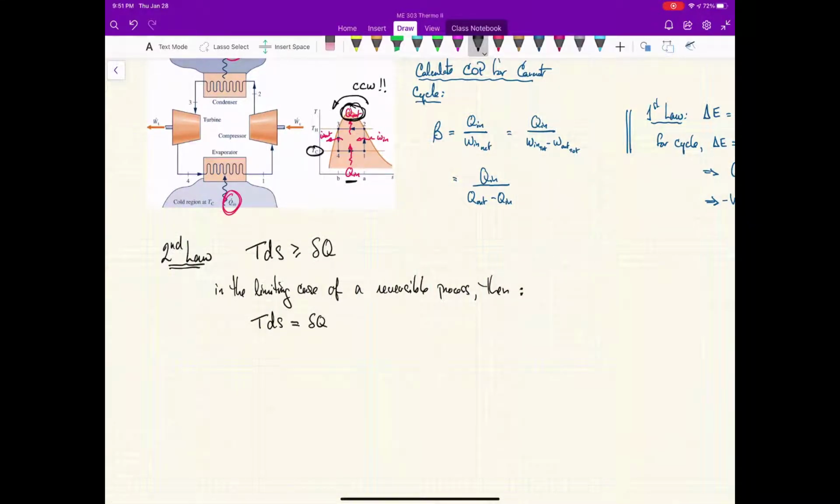So for the case of the Q in, which is the evaporator, Q in, that's where Q in takes place, must be equal to the integral from state 4 to state 1, which is where the heat transfer from the cold reservoir takes place, of dq. All right, that's going to be my Q in, and that's going to be equal to the left-hand side of the second law expression from 4 to 1 of TdS.